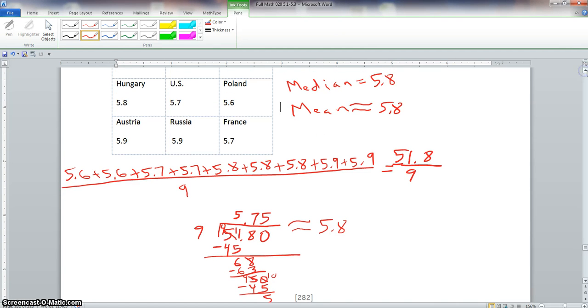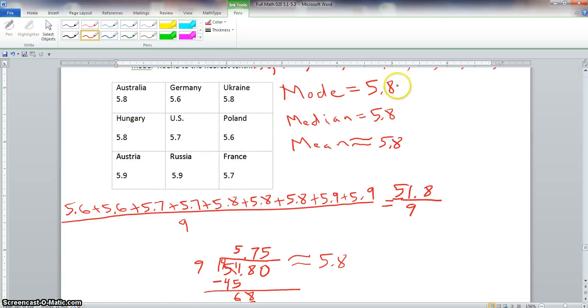Now going back here, this isn't a usual occurrence where your mode, median, and mean are all the same thing, but it's possible. So the mode is exactly 5.8, the median is exactly 5.8, and your mean is approximately 5.8. And we're done with this problem.